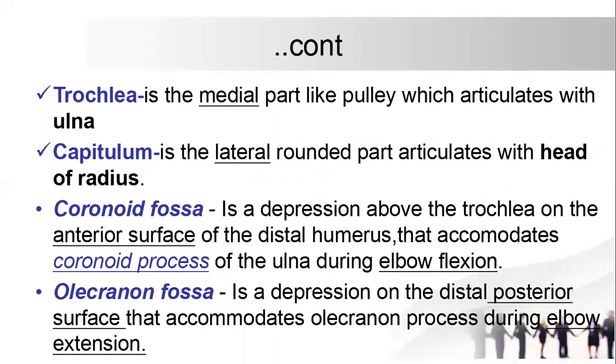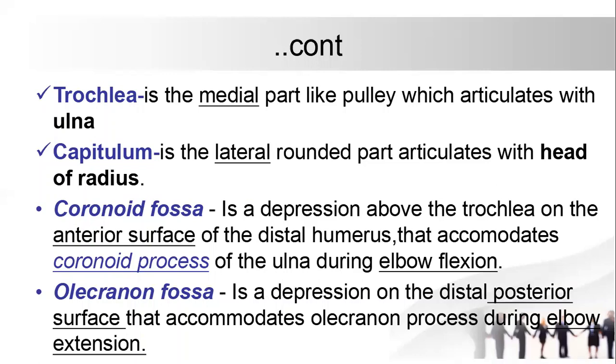We have the trochlea. Let's learn about the trochlea. The trochlea is the medial condyle and looks like a pulley which articulates with the ulna. So the trochlea specifically articulates with the ulna on the medial aspect. Then you have the capitulum, which is the lateral rounded part that articulates with the head of radius. So the capitulum articulates with the head of radius, and the trochlea articulates with the ulna.